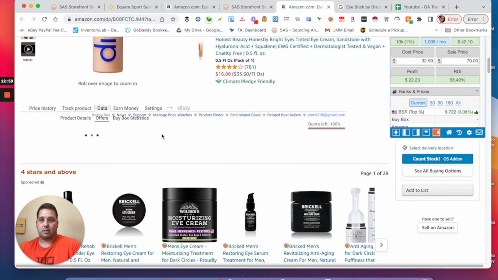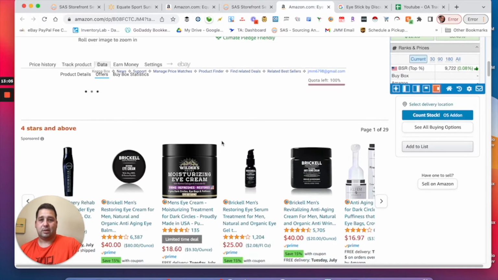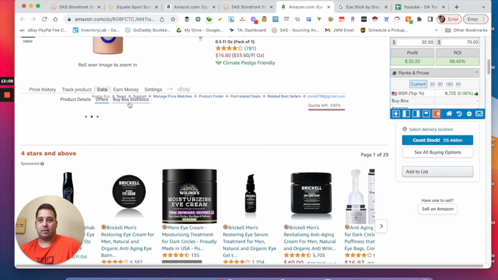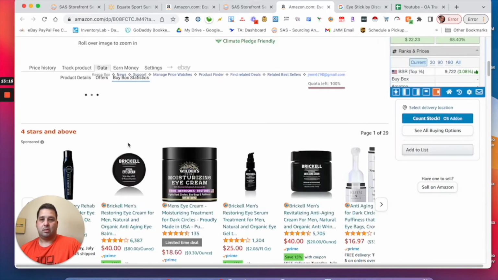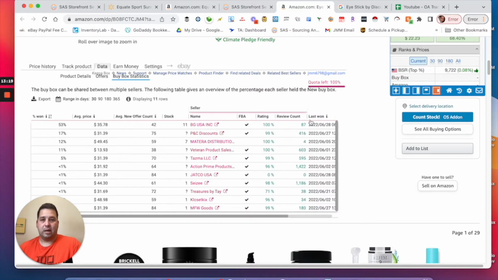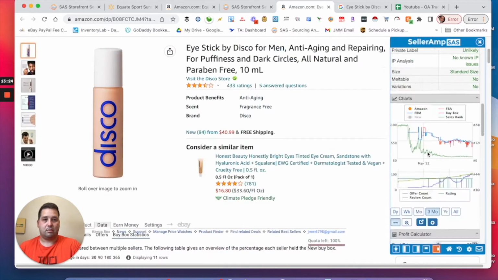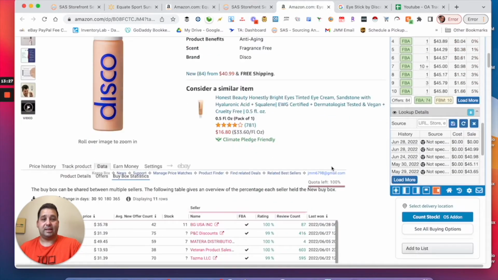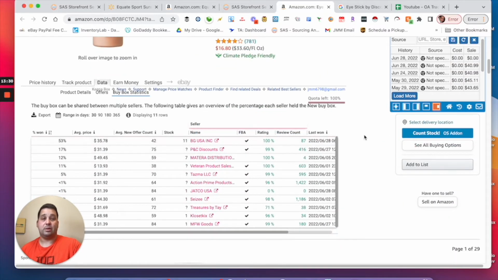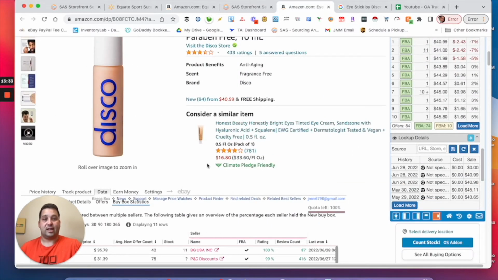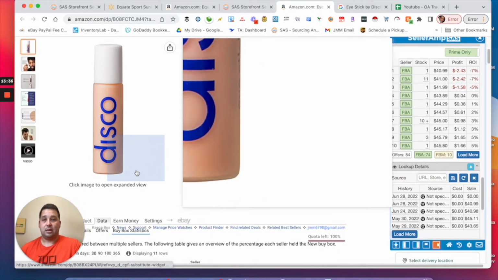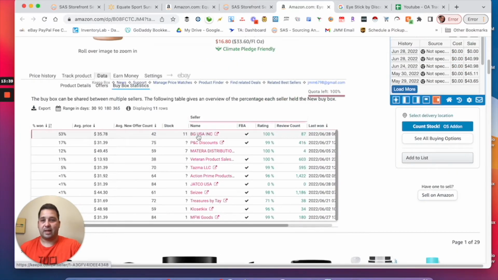Let's see here. Look at the offers. I don't know why it's taking forever to load. Oh, there we go. So you can see someone's holding the buy box for 53% of the time. If someone's holding it for 53% of the time and there's 74 sellers, that is definitely not a good sign. So be on the lookout for that.